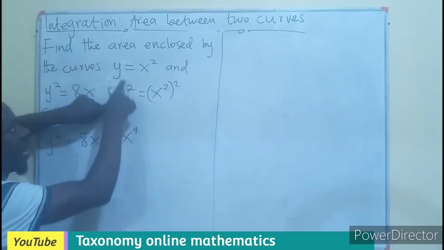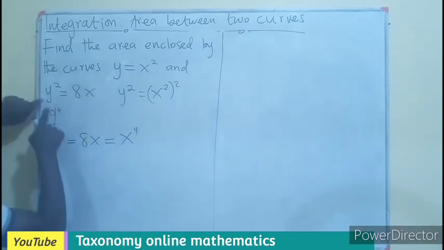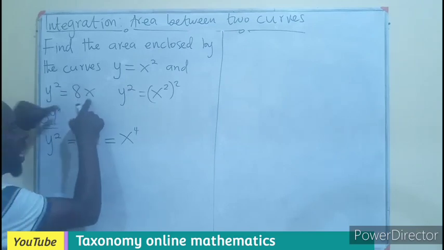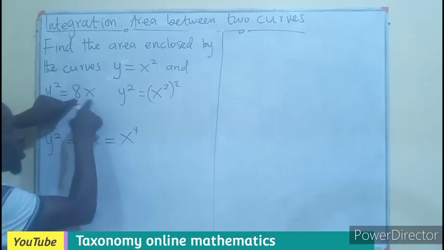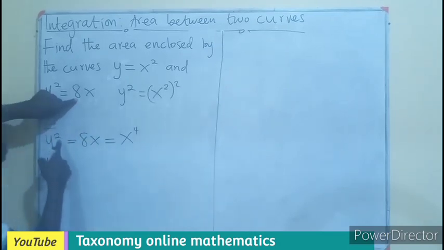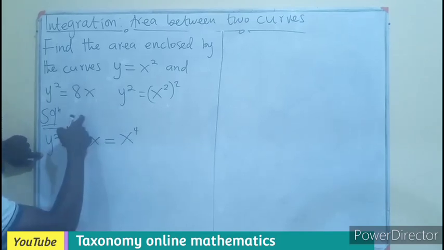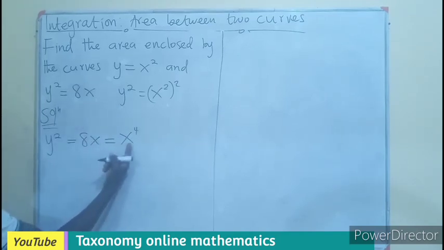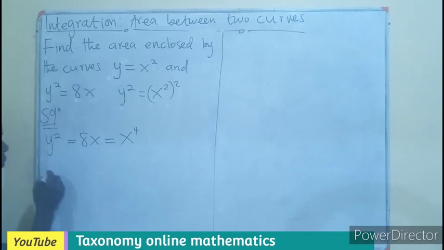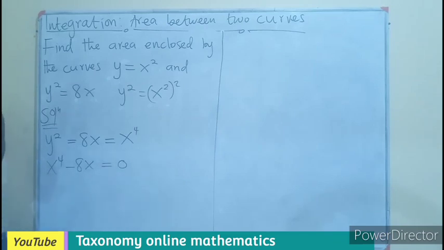So if you square y, you have y squared. This will become x to the power 4. So y squared equals 8x, y squared equals x exponent 4. So we can eliminate the y squared and operate this. Bringing this closer to this will mean that I have x exponent 4 minus 8x equals 0. So we are looking for the values of x.